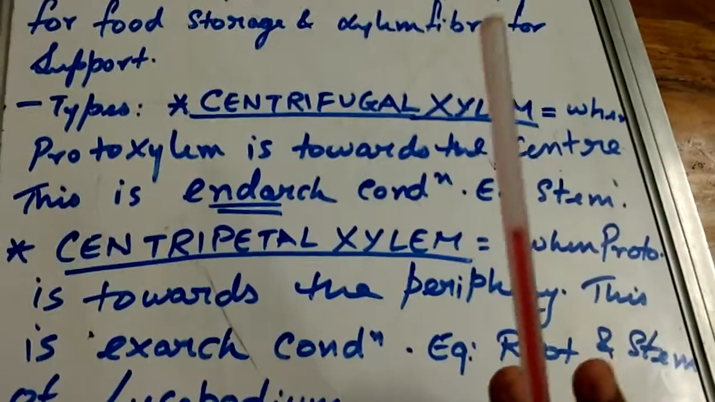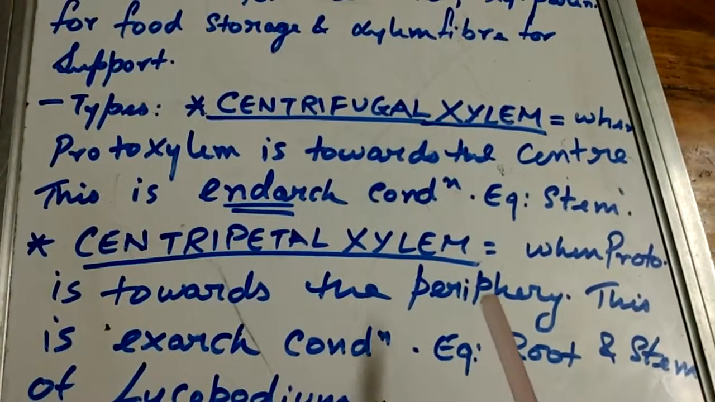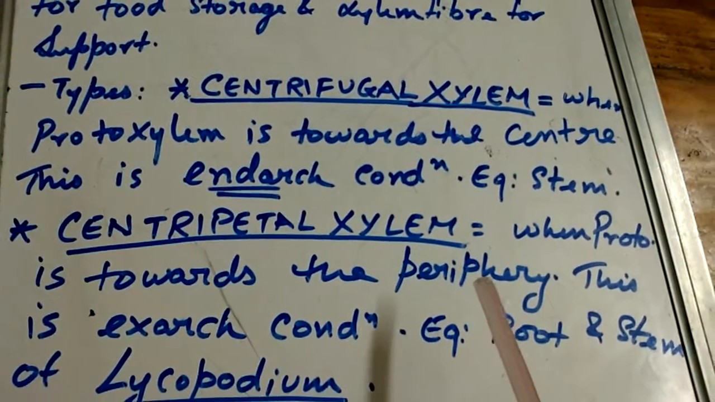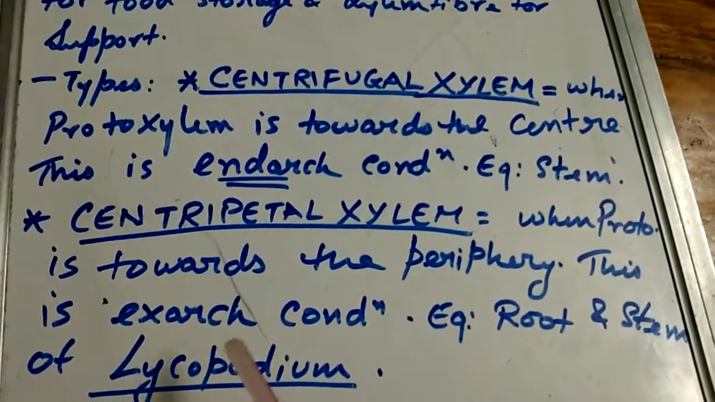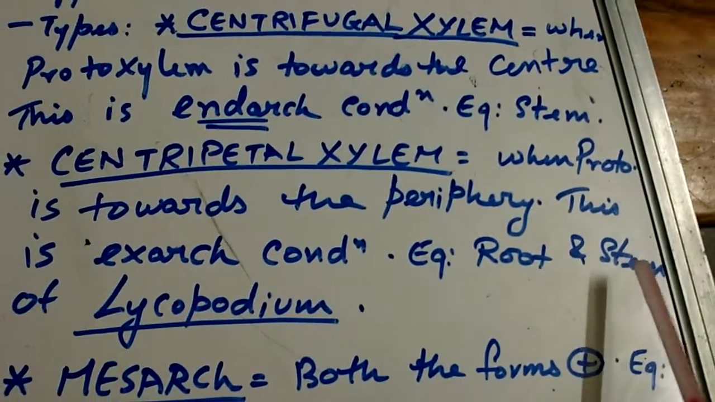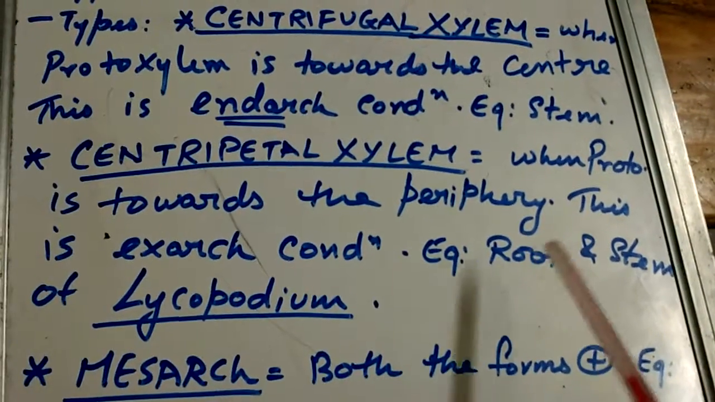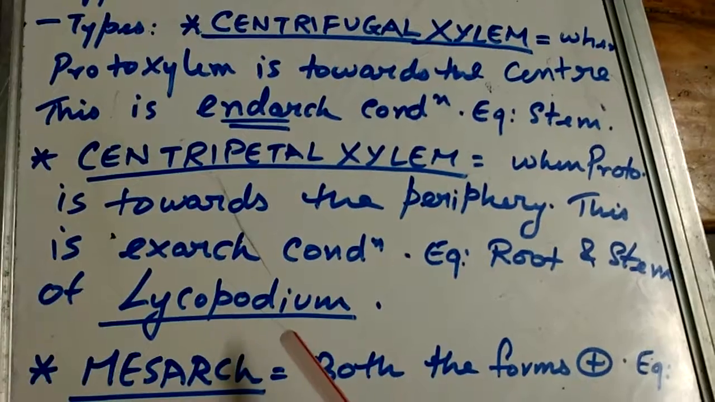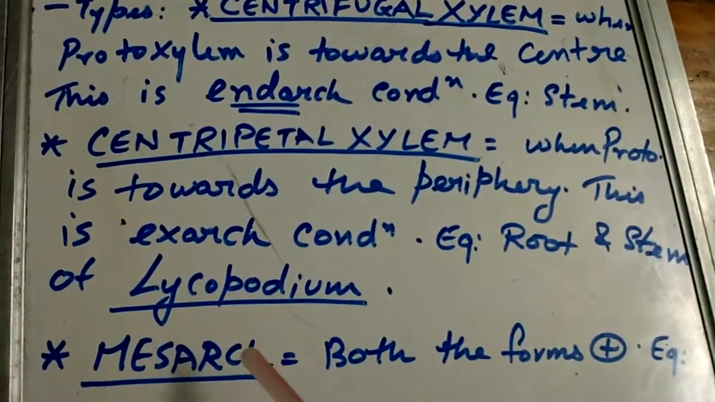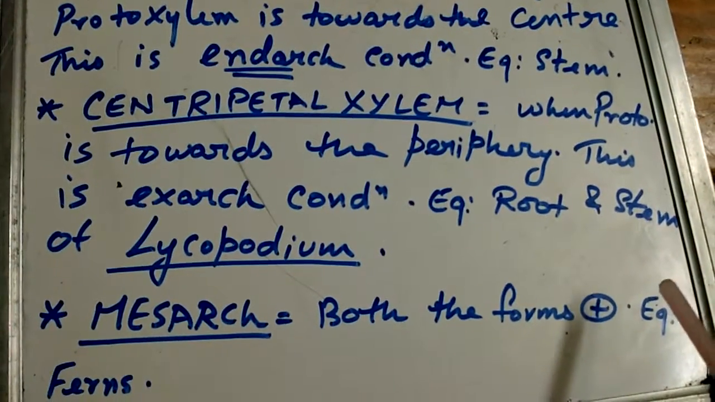Now centripetal xylem, when protoxylem is present towards the periphery, towards the edges, towards the sides, towards the margins. This is the exarch condition and it is very common in the case of root and also found in the stem of Lycopodium. Lycopodium is a pteridophyte. So in the stem of Lycopodium, the arrangement of xylem is centripetal. And the third type is mesarch, where both the forms are present. Example, ferns.